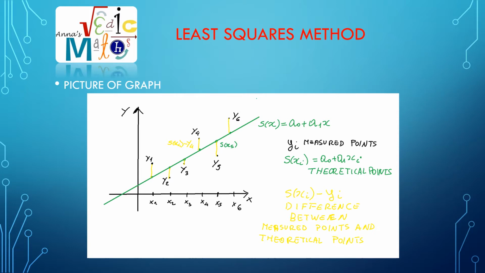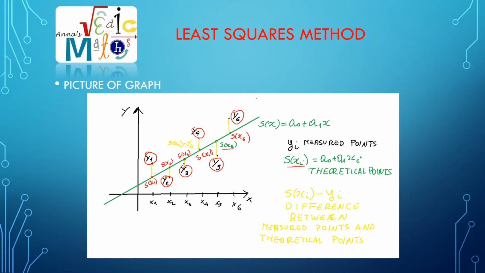I repeat, yi are the measured points, that are y1, y2, y3, y4, y5, y6, and every point on the line is expressed by S(xi) equal a0 plus a1xi. So on the line we have S(x1), S(x2), S(x3), S(x4), S(x5), S(x6).